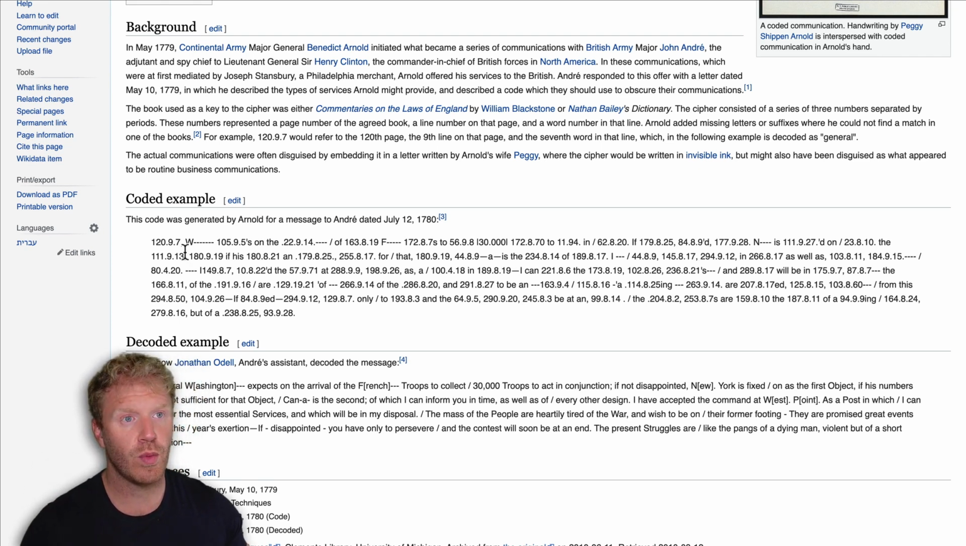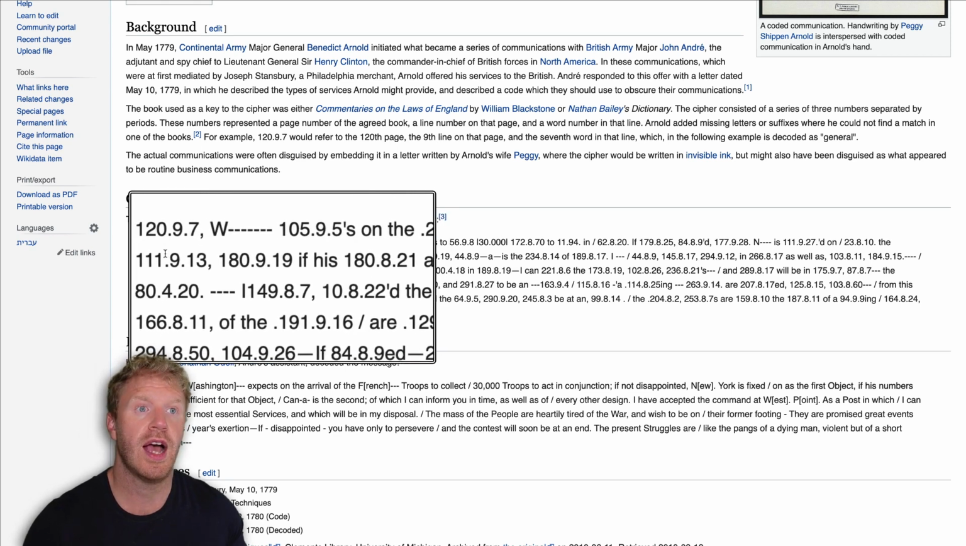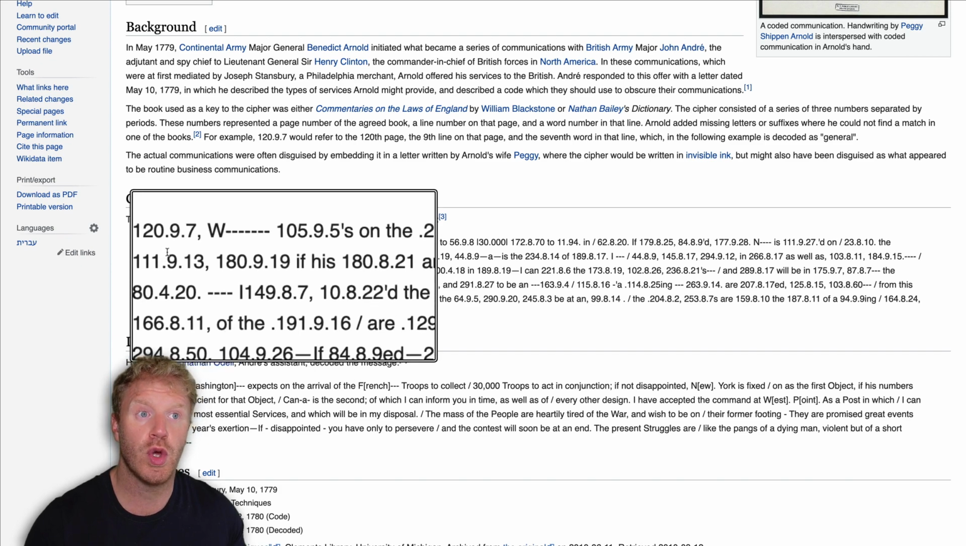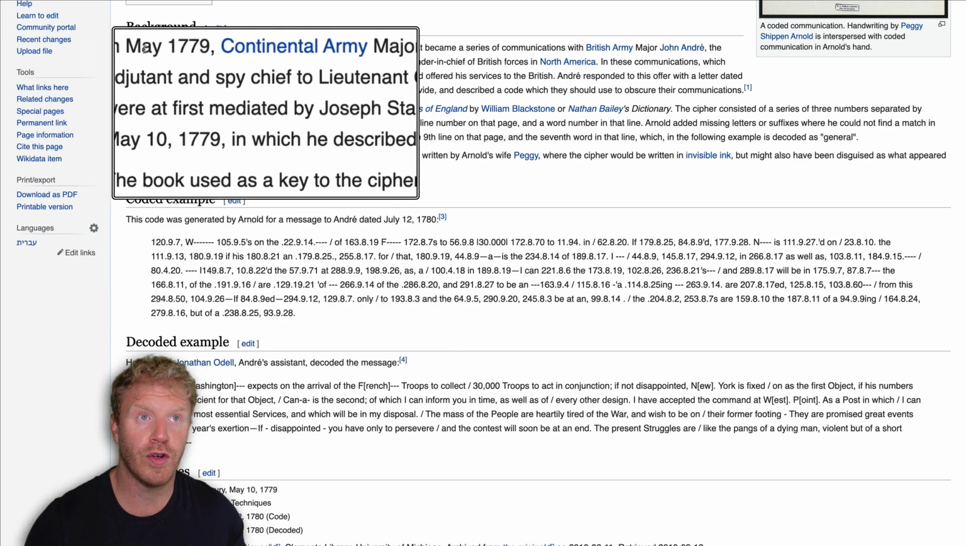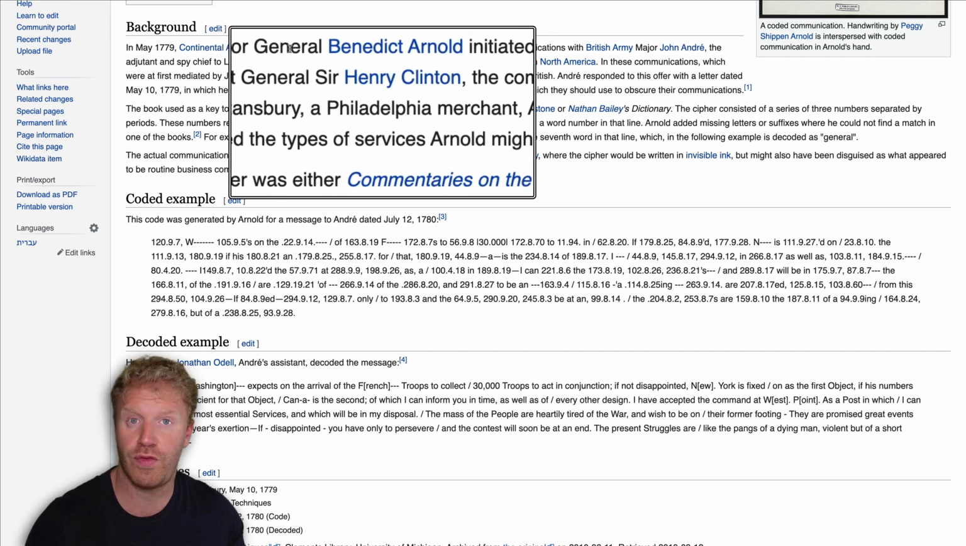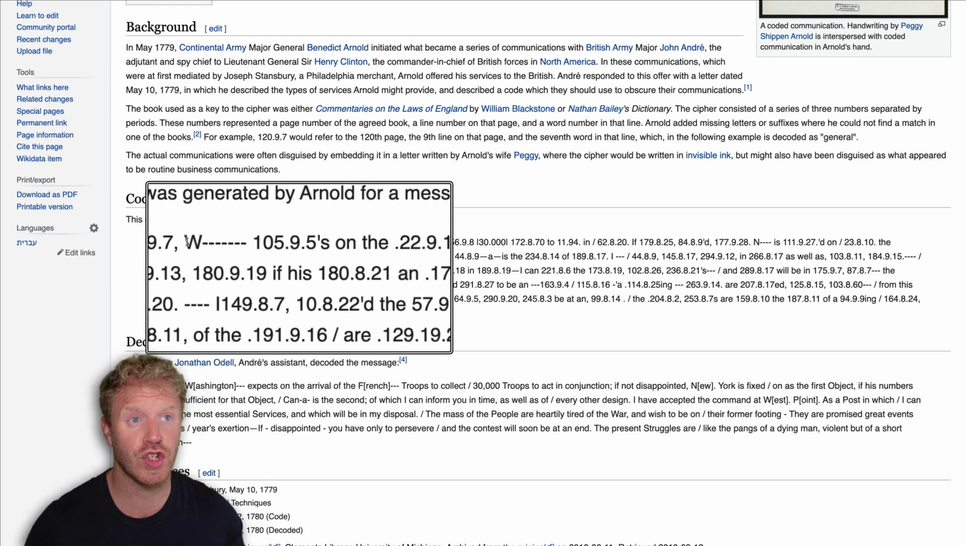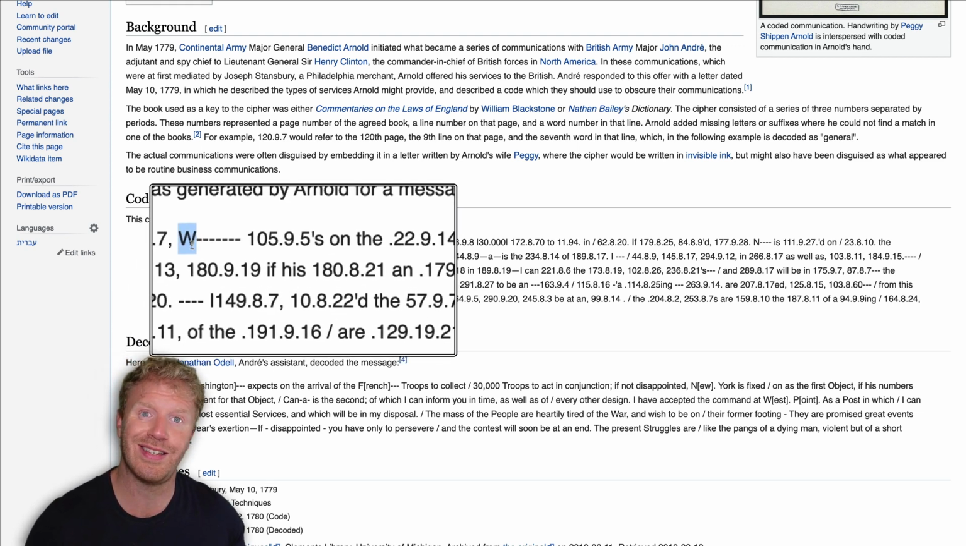So note here that we could be dealing with page numbers, paragraph numbers, and words, or we could be dealing with page numbers, word offsets, 1, 2, 3, 4, 5, 6, 7, and then a letter offset. It's up to us to try both of those combinations to figure out which one was intended. In the original version here, there are also just some adjunct letters. These are ones that were missing from the text where other letters were available, and so they've simply been inserted.